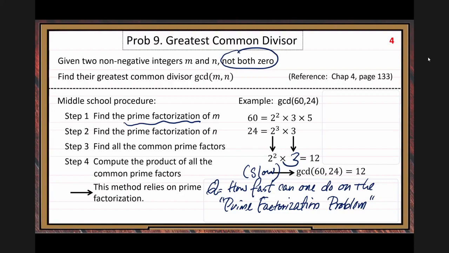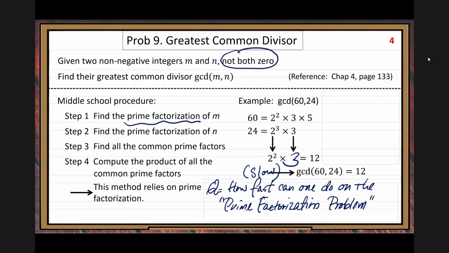But the prime factorization, let me just tell you the result. It is very slow. It is extremely slow. How slow is it? Let me give you some old stories about this prime factorization. But I don't want to spend too much time, because I want to go to Euclid's algorithm quickly. In less than 10 minutes, I need to finish the story.